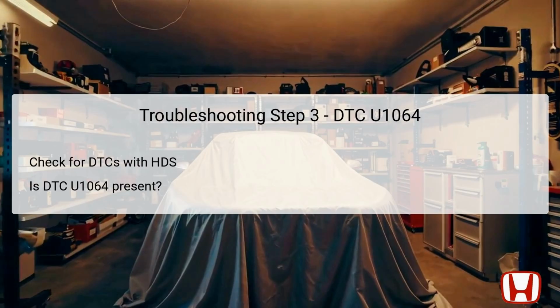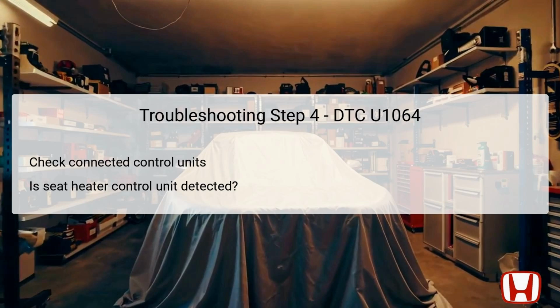In this step, the next logical move is to access the Body Electrical System Select menu from the Honda Diagnostic System, HDS. From this menu, you will select B-CAN control units information and then proceed to check connected control units. This step is essential to verify if the seat heater control unit is recognized by the system.